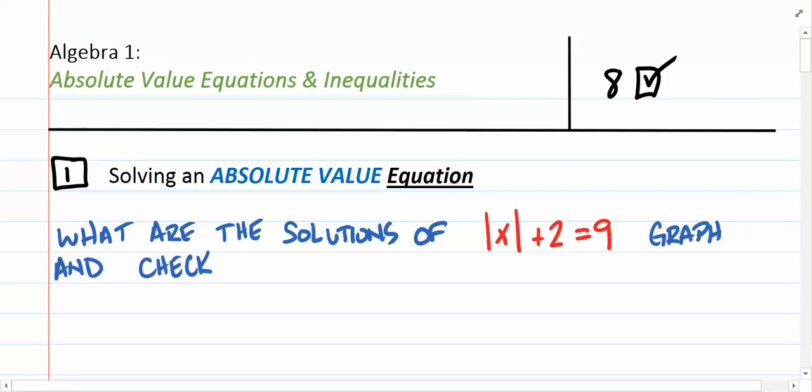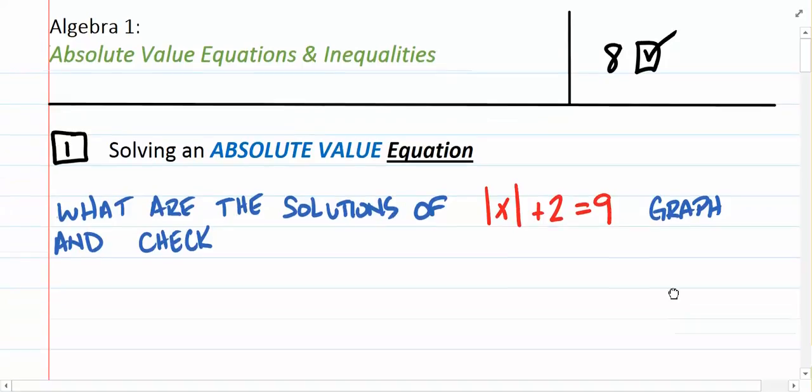So welcome to absolute value equations and inequalities. Hopefully we already saw the little quick intro to absolute value, so we're going to jump right into this lesson. There's 8 boxes for this. Let's do number 1 together here.